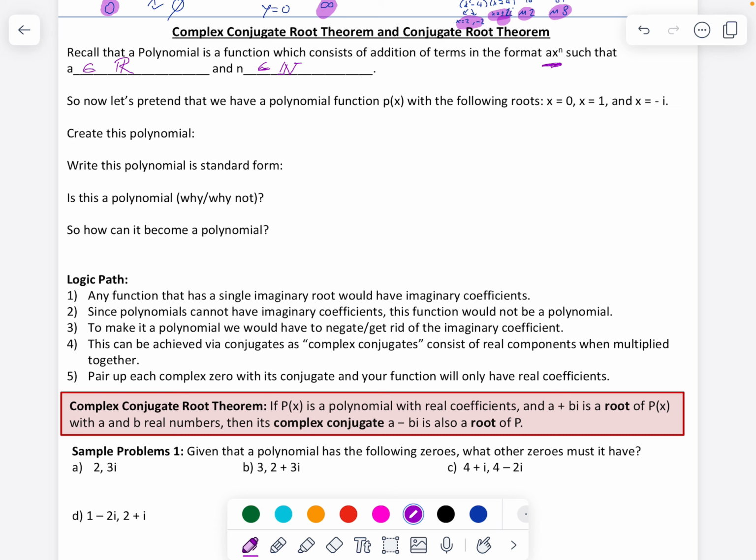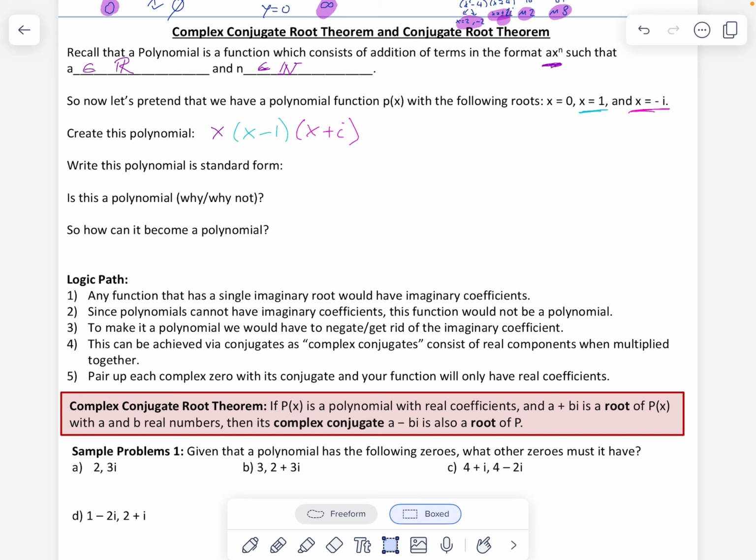So I would like a polynomial with these roots over here: 0, 1, and negative i. If I create this, it's going to be x, that's the root of 0. Then to get the root of 1, I would need an x minus 1. And in order to get the root of negative i, I would need an x plus i. So again, just going bare minimum, in order to have these roots, this is what I would have.